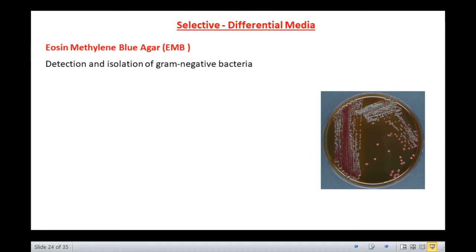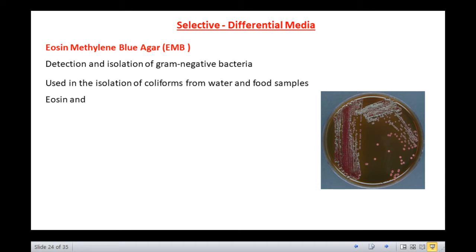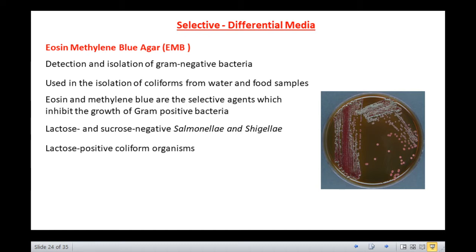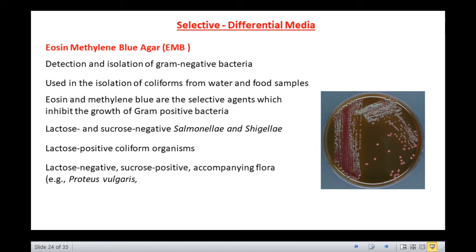It is especially used in the isolation of coliforms from water and food samples. Eosin and methylene blue are the selective agents which inhibit the growth of gram-positive bacteria. The lactose and sucrose contained in this medium allow lactose and sucrose negative Salmonella and Shigella to be distinguished from lactose positive coliform organisms and lactose negative sucrose positive accompanying flora like that of Proteus vulgaris, Citrobacter koseri and Aeromonas hydrophila.